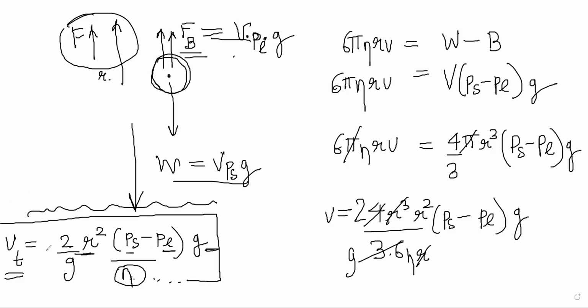So highly viscous liquids will be ones which have large eta, right? If you have a large eta, that means that your terminal velocity will be lower.